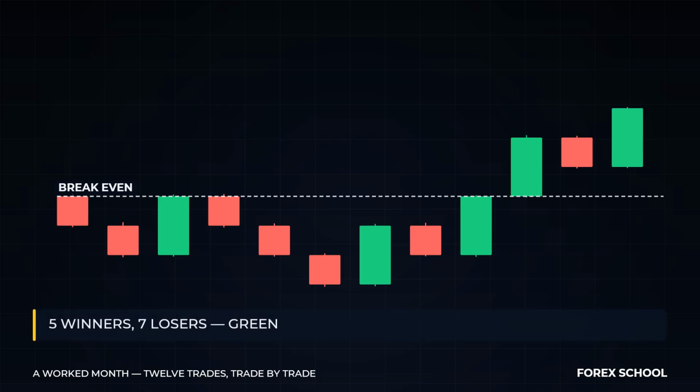Now add it up. 5 winners, 7 losers, a win rate barely above 40%, and the account finishes 3% ahead. Nothing heroic happened on this chart. The winners were simply twice the size of the losers, and no loser was ever allowed to grow. That is risk management doing, quietly, what strategy alone never could.